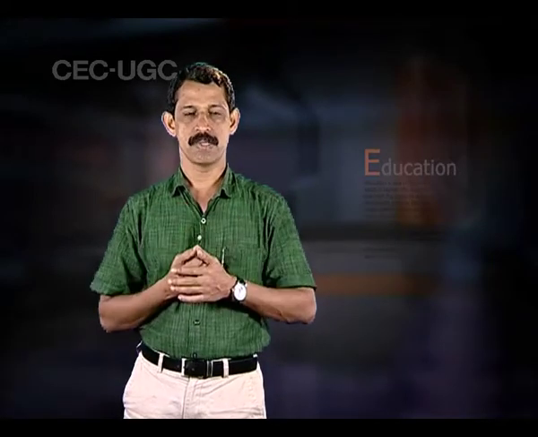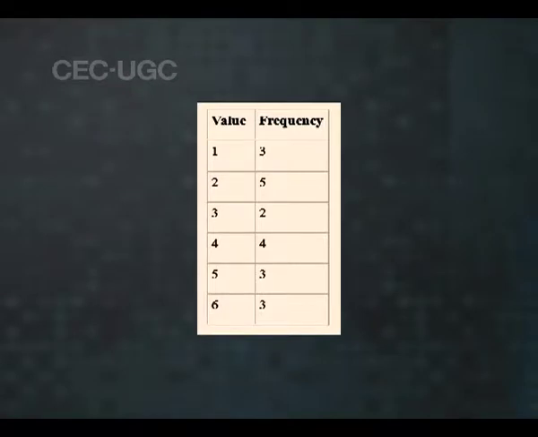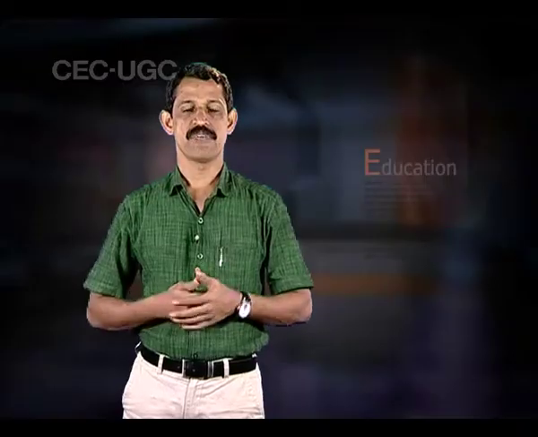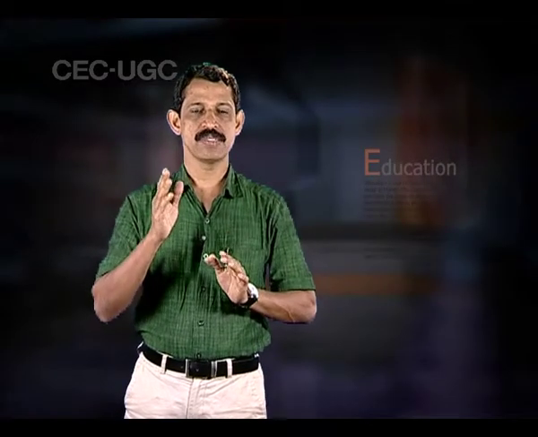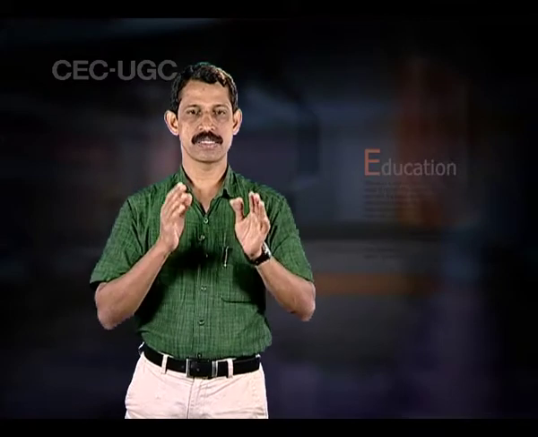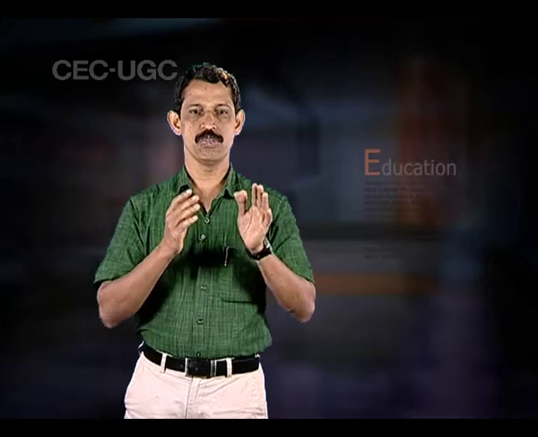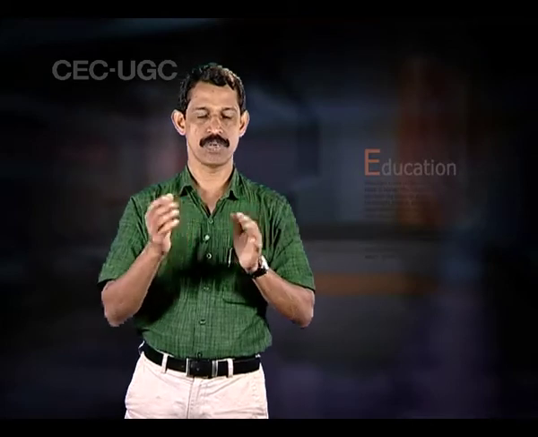For example, details of a dice which was rolled 20 times is given in the frequency table. On each roll, the dice shows a value from 1 to 6. It is given in the table. In the first column, values are given. In the second column, frequencies are given. The frequency is the number of times each value occurred. For example, the value 1 was rolled 3 times. The value 2 was rolled 5 times and so on.